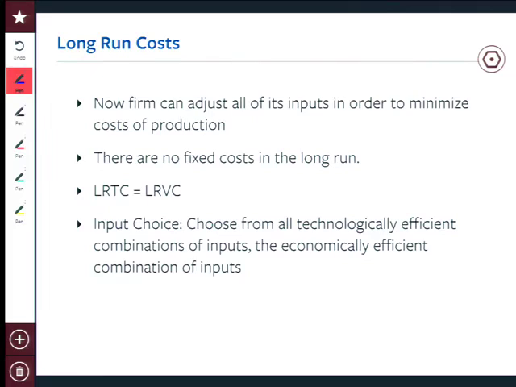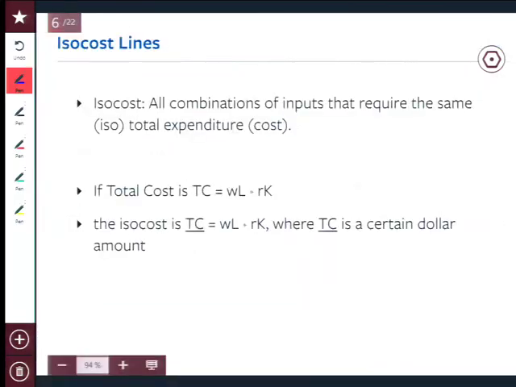But the big insight here is now you no longer just choose one input, you choose two. You're not stuck with one espresso machine. You could have 17 if you wanted to. So in order to help us work this out, what we're going to have to deal with is something called an iso cost line, right?